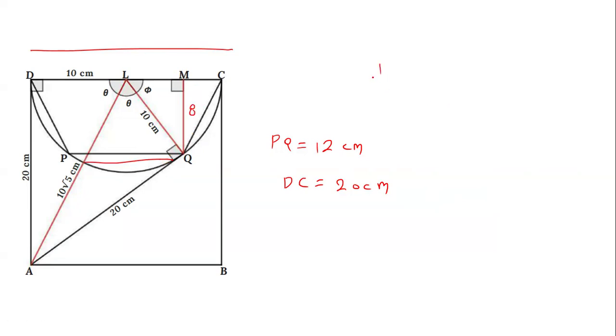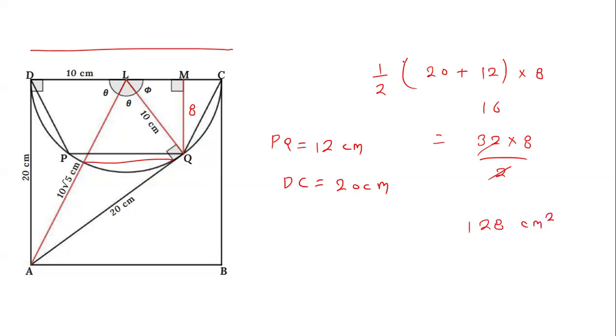So what is the trapezium area? Half times 20 plus 12, multiplied by 8. So this is 32 multiplied by 8 by 2. So this is 16 multiplied by 8, which is 128 centimeter square. So in this way you can solve this problem.